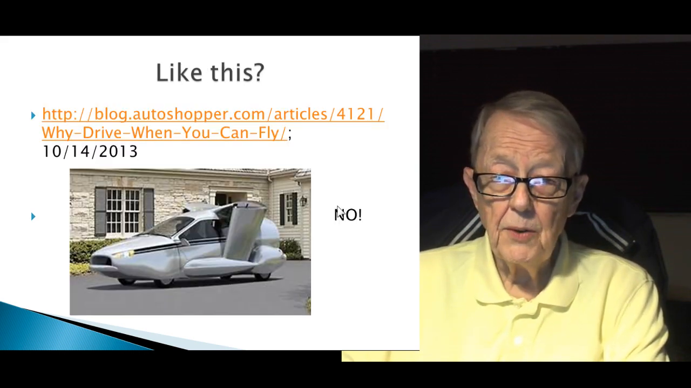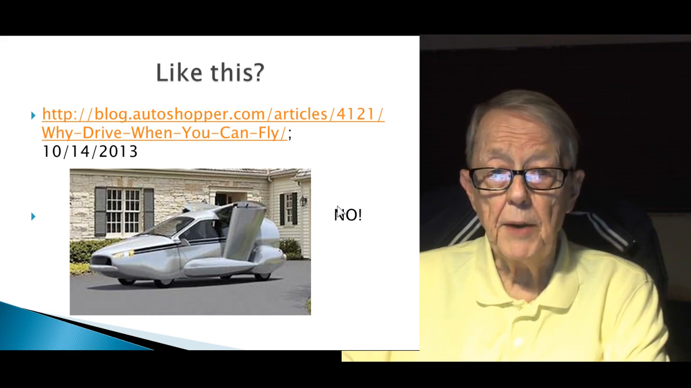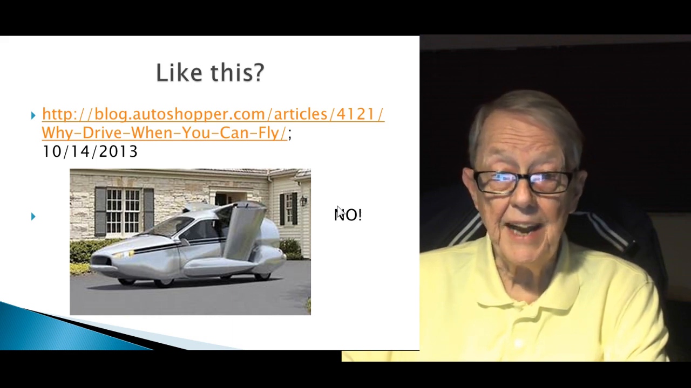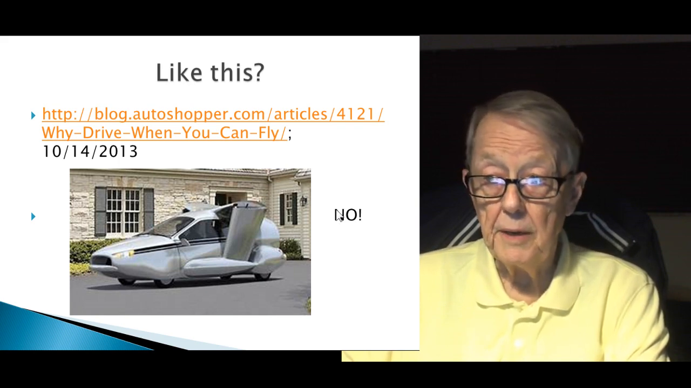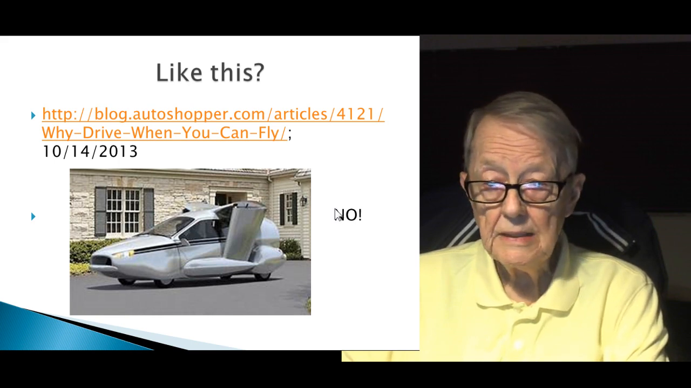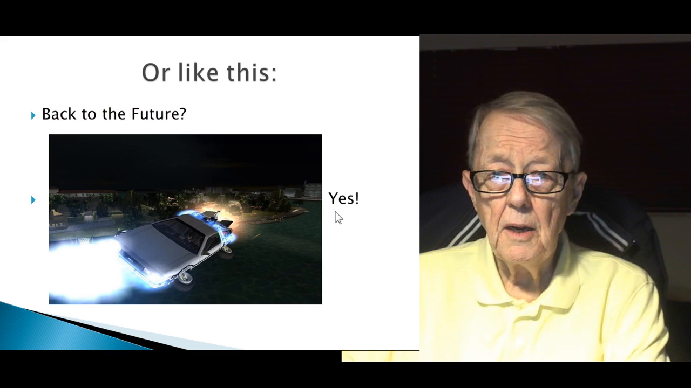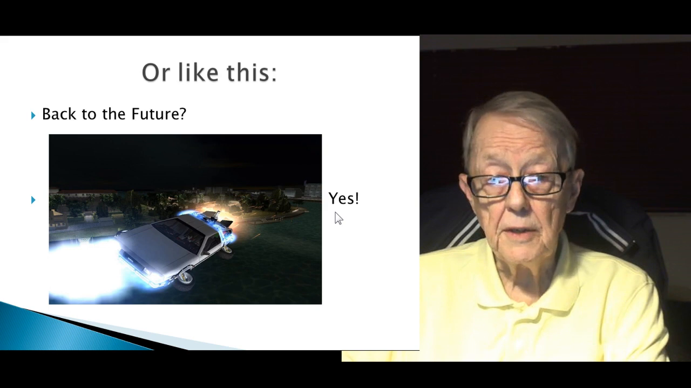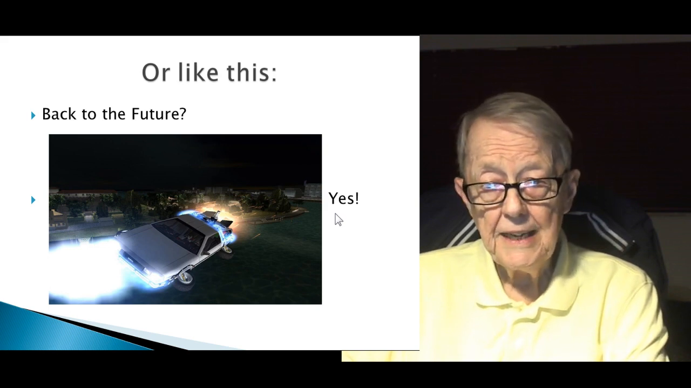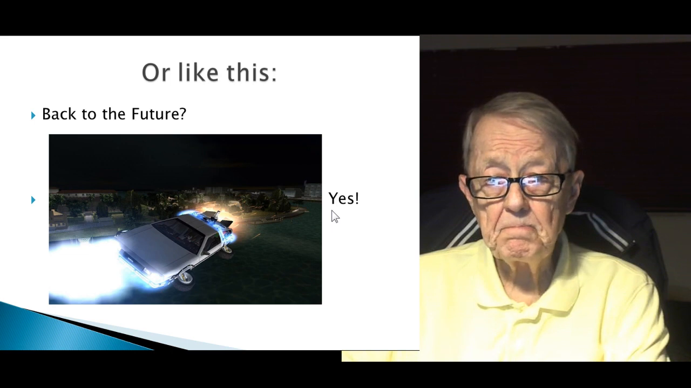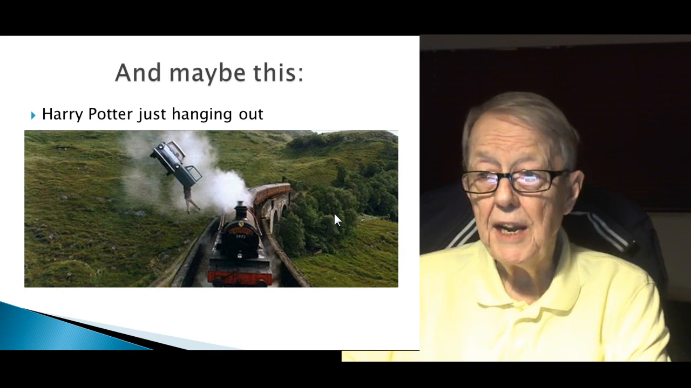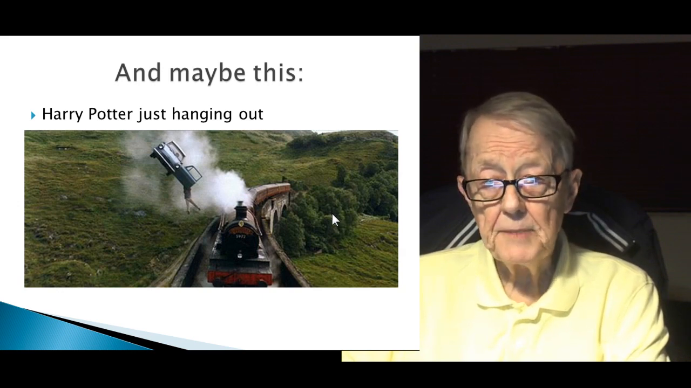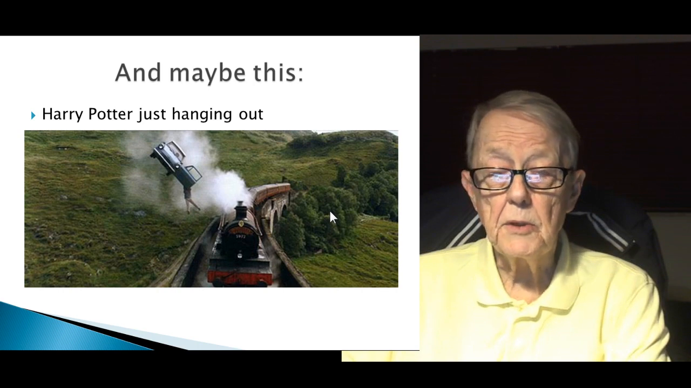Like this? Well, no, that's not quite what we had in mind. This is an actual car that can deploy some wings and become an airplane. It's like a transformer. It's not what we're talking about. How about like this? The DeLorean from Back to the Future. Yeah, that's what we're kind of talking about. Just get in your car and fly away. Or maybe like this, here's Harry Potter just hanging out of a flying car. Yeah, those are the kinds of things we're talking about.